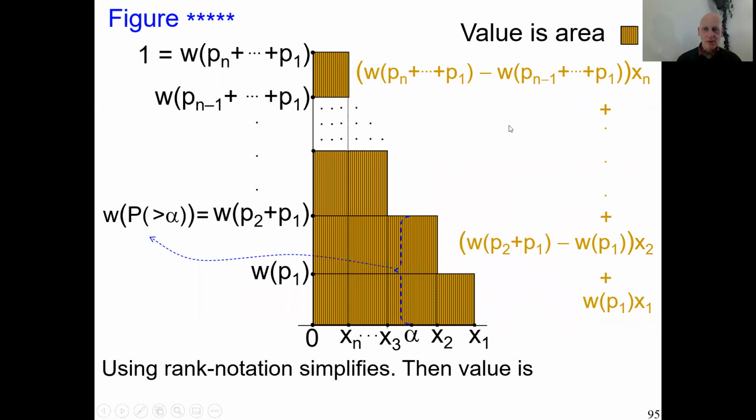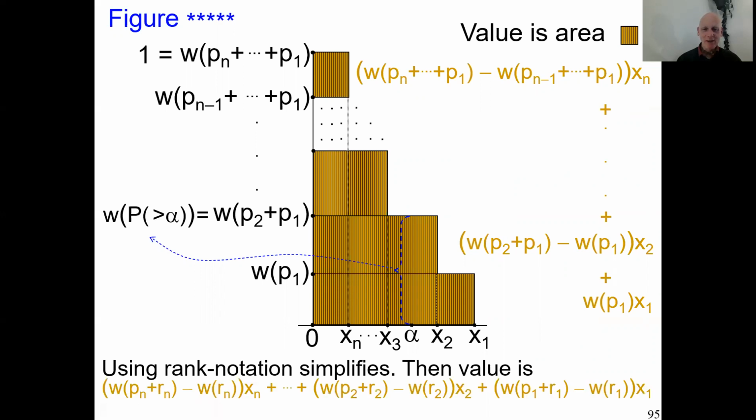When using this concept of rank, the formula is not very nice. Maybe it's a bit complex, but using ranks makes it a bit simpler and easier. In fact, in each case, you can see that for this difference of two W values, first you take the rank, and then you take the rank plus the outcome probability.